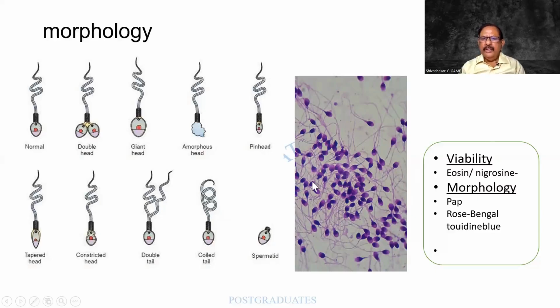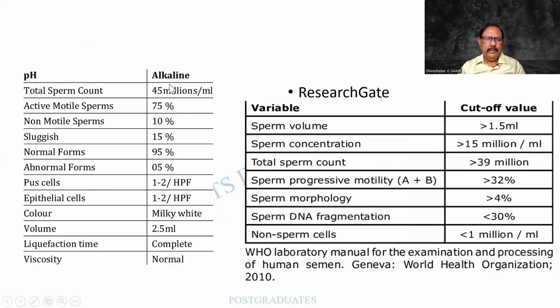So this is an incidence of the sperm, and it can be identified by numerous stains. Please remember this. Eosin nigrosin is one, and for the morphology, the PAP, rose Bengal, and Toluidine group are all ones that can be used. So this is the way you report, whether it is alkaline, and what is the count over here, what are the actively motile ones, non-motile, sluggishly motile, the normal forms. Here in this case, it is about 95%. And ultimately, these will be the normal values that are given by the WHO.